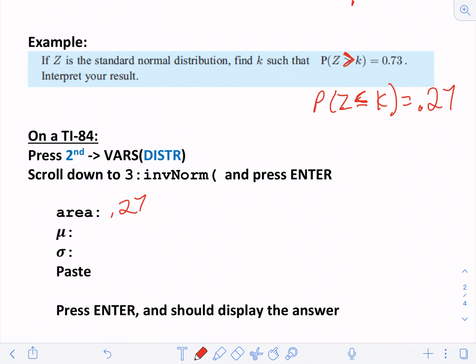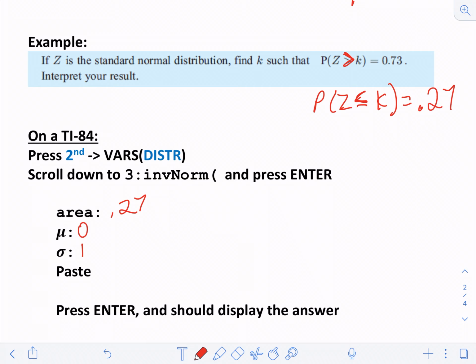Now, what is my mean and my standard deviation? Because these are z-scores, my mean is 0 and my standard deviation is 1, right? So we're looking at the z values. So we're looking at what value of k, or what is k in terms of the z-scores, at the bottom of my graph here.